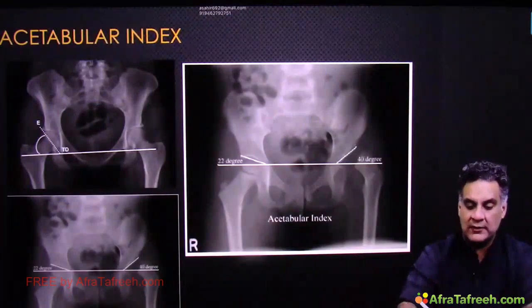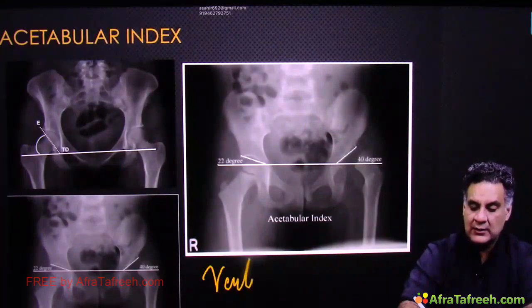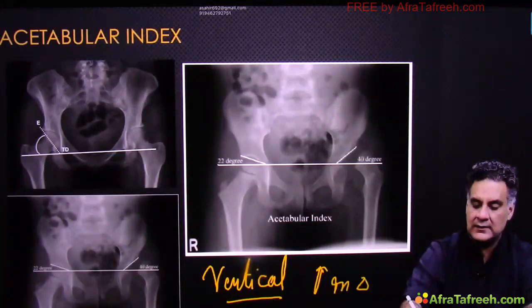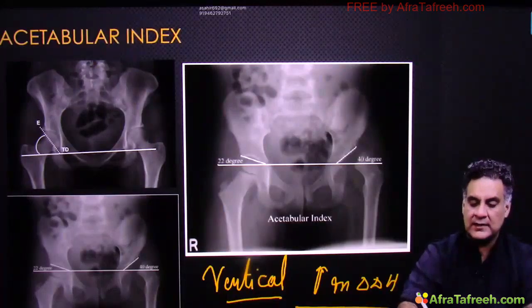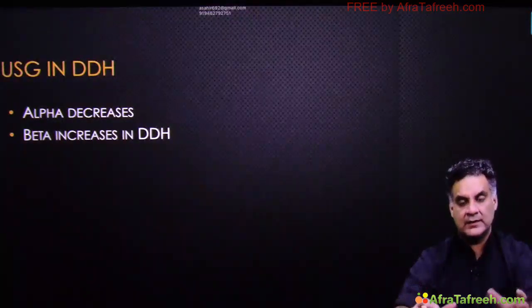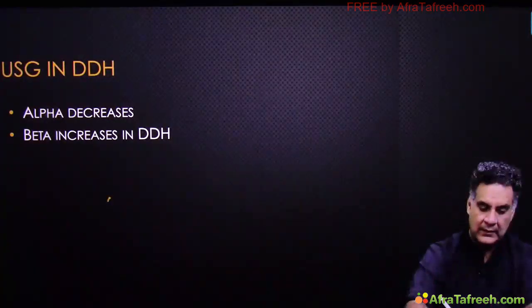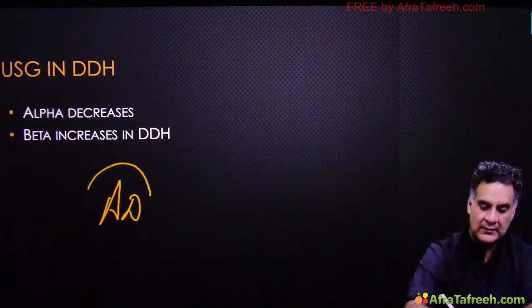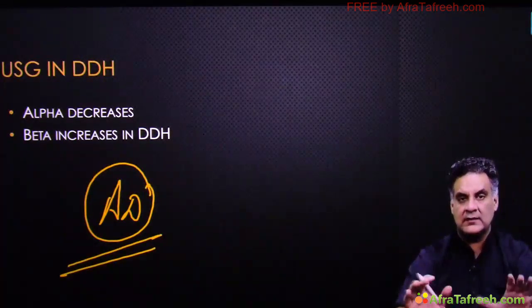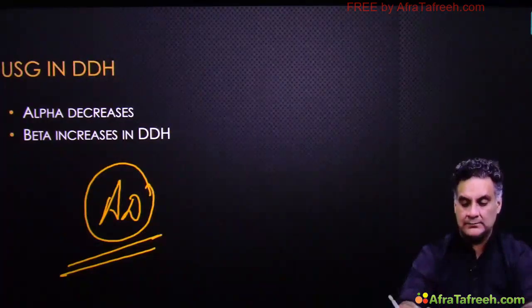Acetabular index means a vertical acetabulum, a shallow acetabulum. It increases in DDH. When you do an ultrasound, the alpha angle, the beta angle. Remember, alpha angle decreases in DDH. Remember the mnemonic, alpha decreases. It's a very, very important angle.